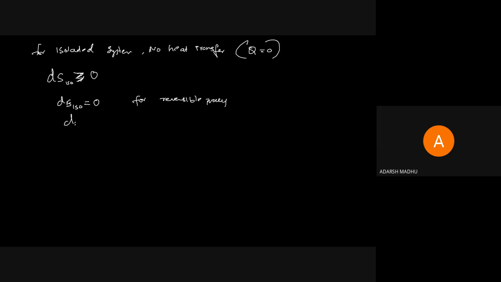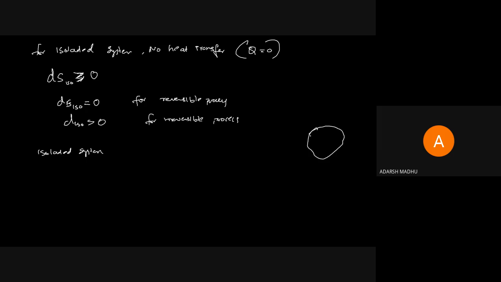Okay, ds of isolated is greater than 0 for an irreversible process. So we know that the equation of entropy is ds equal to dq by T, and for an isolated system, q equal to 0. Therefore, the equation will become ds is greater than or equal to 0. If the process is reversible, ds equal to 0 for an isolated system, and it is greater than 0 for an irreversible process.